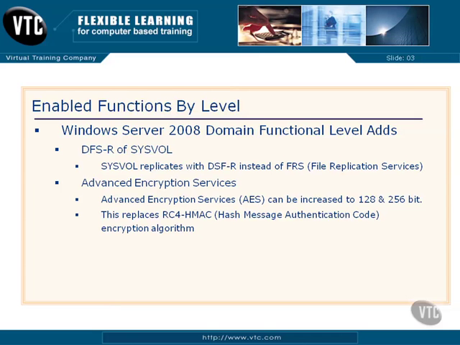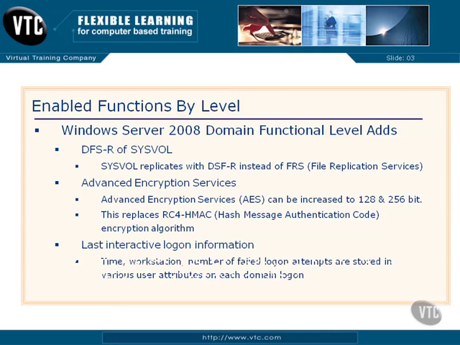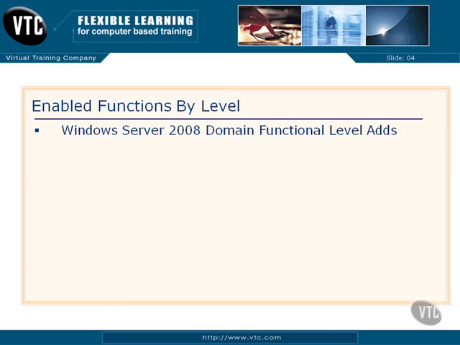So anyway, go back and watch the first movie, the first part, for all of my advice and insight about this subject. Now, one other thing you pick up in Server 2008 at the domain functional level when you raise it from 03 to 08, the last interactive logon information, and this is very similar to that timestamp stuff a little earlier. The time, the name of the workstation, the number of failed logon attempts, all now get stored in various user attributes on each domain logon. But again, you can see Microsoft's trying to provide us more security information, more auditable information for each user that logs on, and that's a good thing.